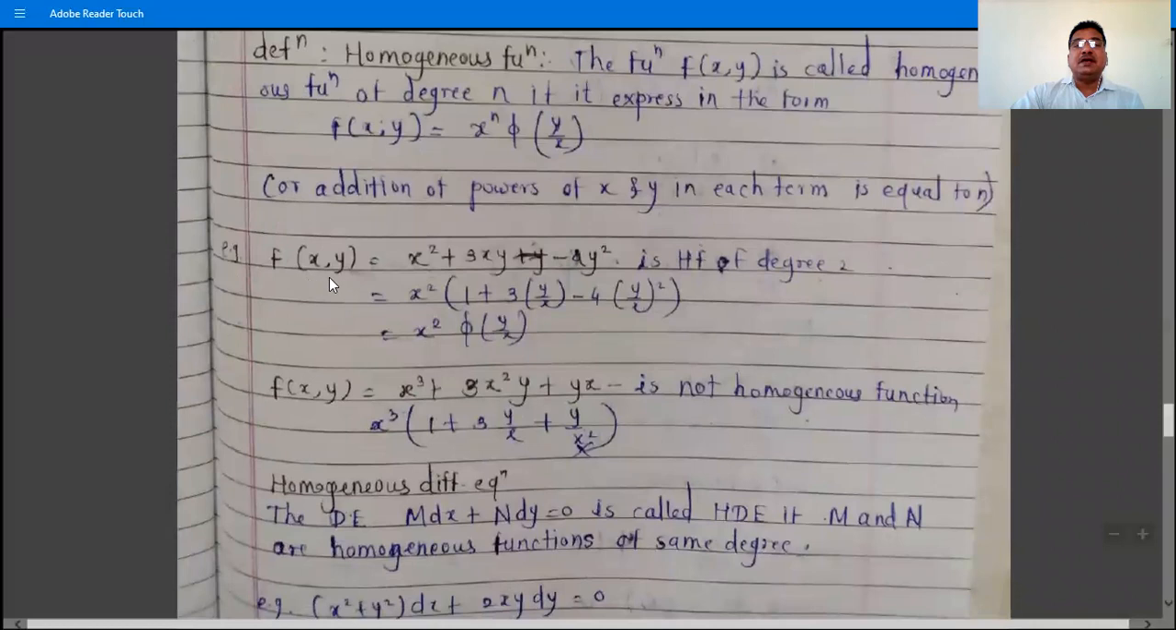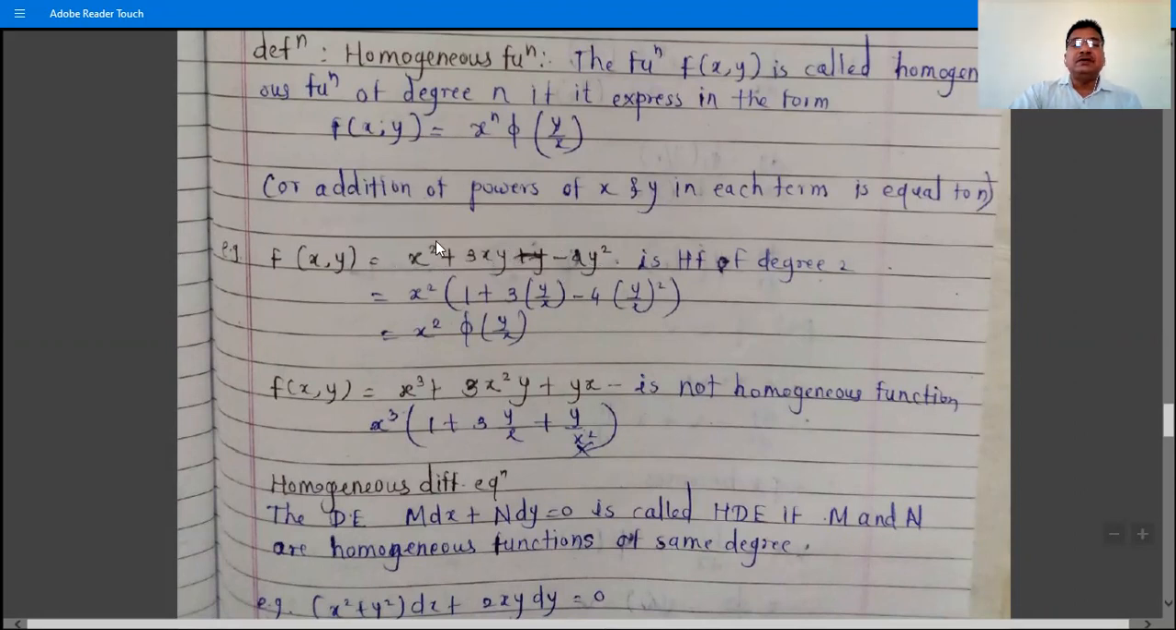For example, f(x,y) = x² + 3xy − 4y² is a homogeneous function of degree 2. How can we verify that this is a homogeneous function of degree 2? There are three terms: x² is one term, 3xy is the second term, and −4y² is the third term.